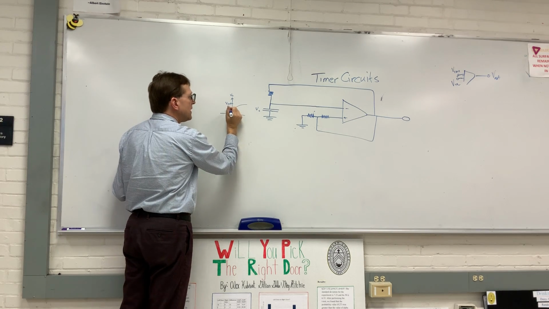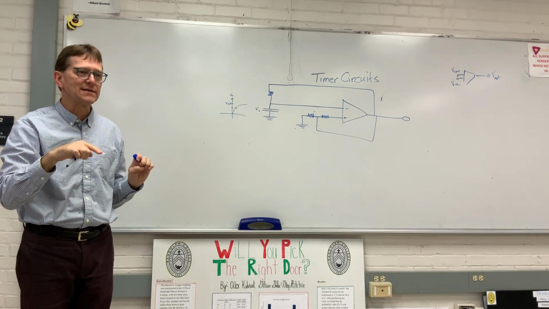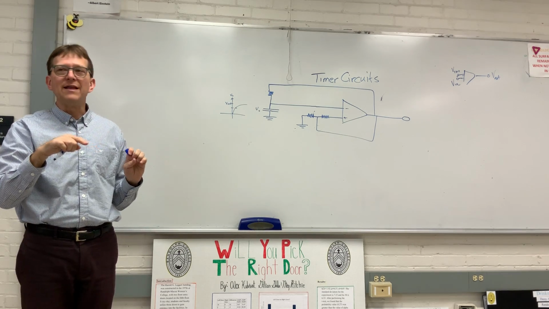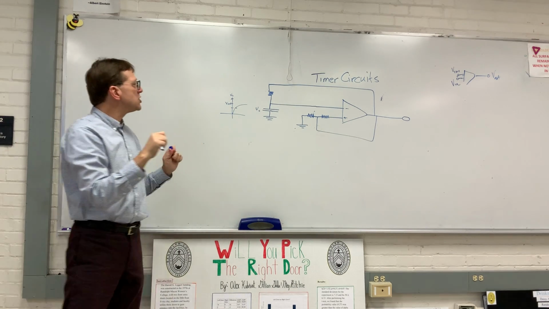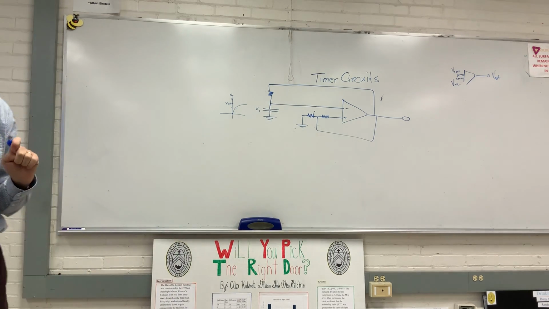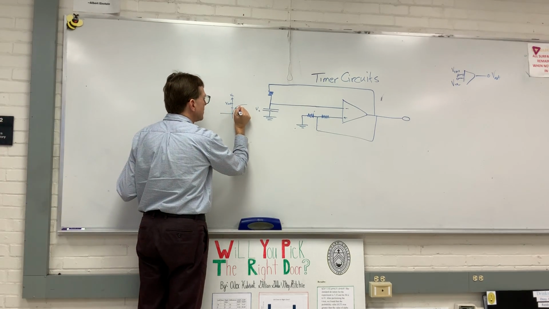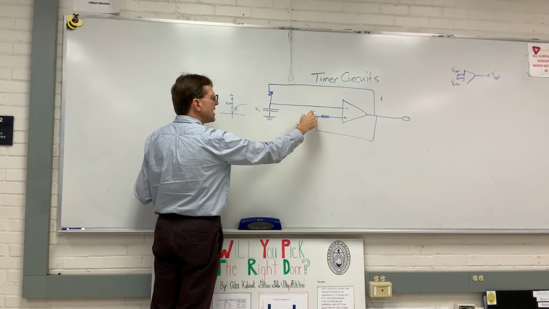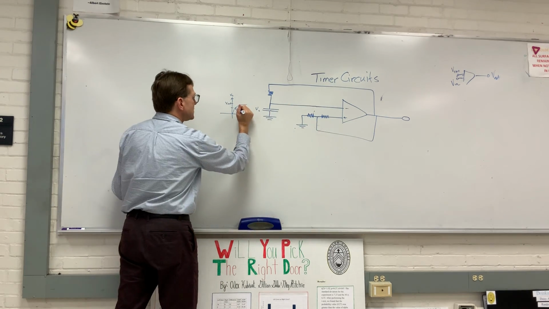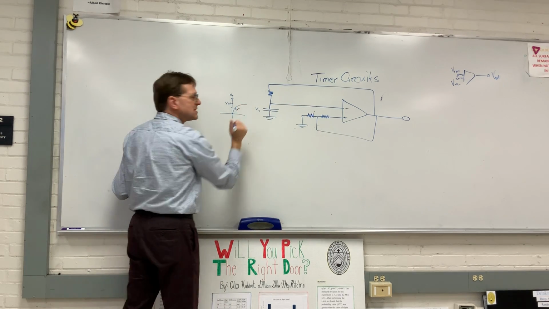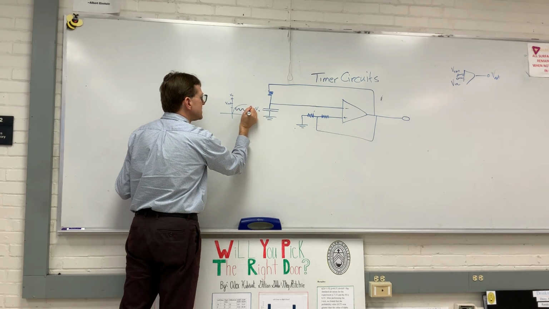Then it switches to a negative output, and so it discharges the capacitor. And then when the capacitor discharges and goes below 6 volts, the output changes to a positive, and it starts to charge again. So what happens is the capacitor charges and discharges.